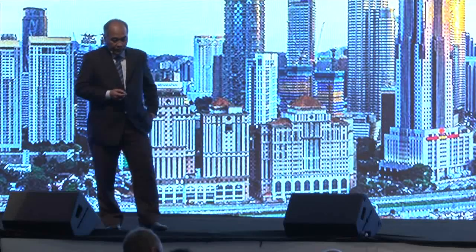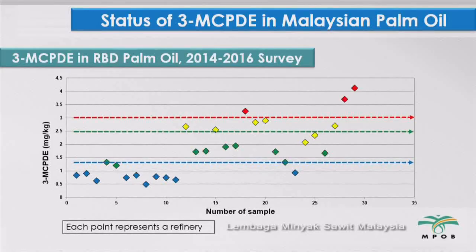So now, look at here. 3MCPD in RBD, refined bleached deodorized palm oil. This is a survey from 2014 and is still ongoing. These are the distribution of 3MCPD. The levels here, for example, this is 1. A cluster here, number of samples here up to 10 or more than 10 here. There are also clusters above these average figures.